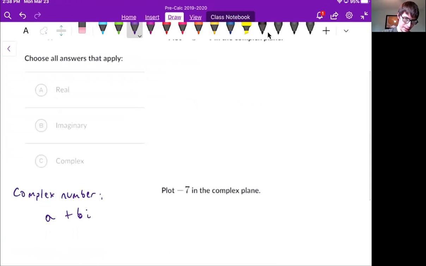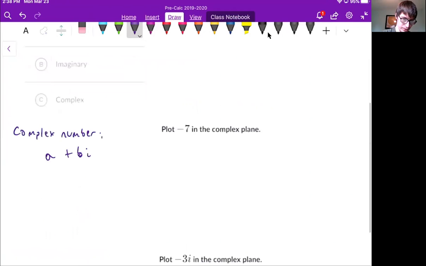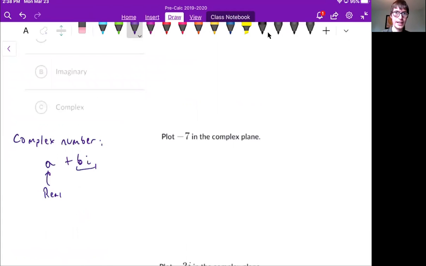So a complex number has two parts to it. It has the part that we're used to, just a normal number. We call this the real part because it's on the real number line. I can graph any number that I can place there. And then we have b times i. This is the part that we can't really work with so well. It's kind of difficult. We call this the imaginary part. So these two parts together make up a complex number.